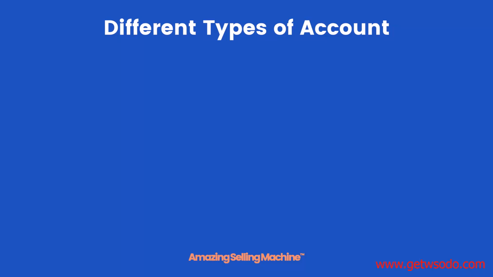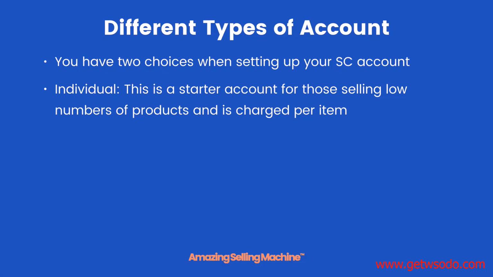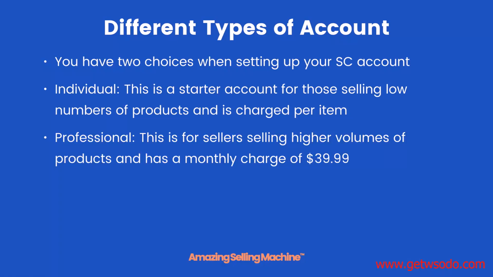The different types of account. You have two choices when setting up your Seller Central account. Individual: this is a starter account for those selling low numbers of products and is charged per item. Professional: this is for sellers selling higher volumes of products and has a monthly charge of $39.99. It's worth noting, individual is just a name they give the account. It doesn't mean you choose that account if you haven't got a business.